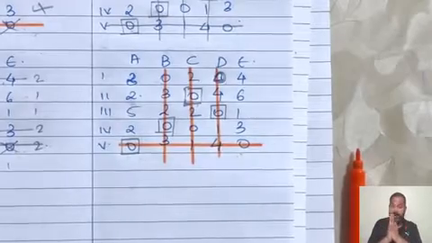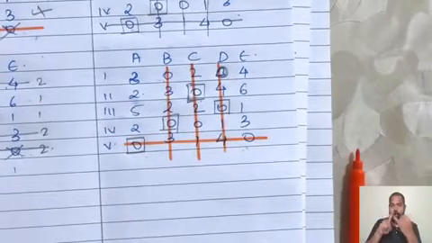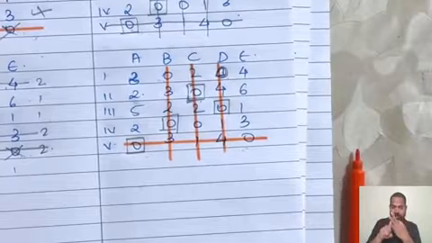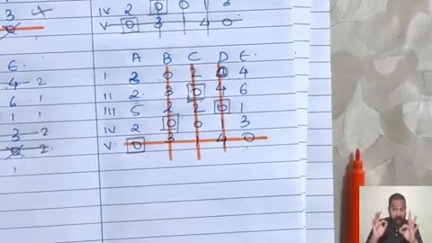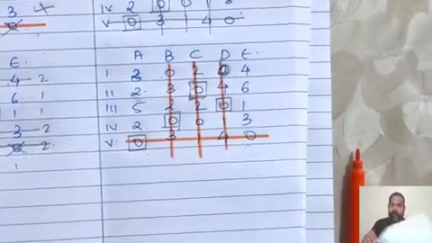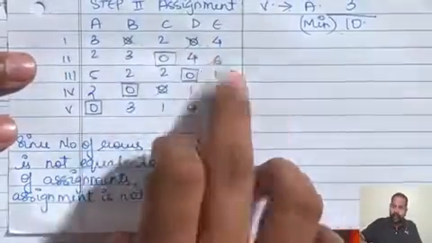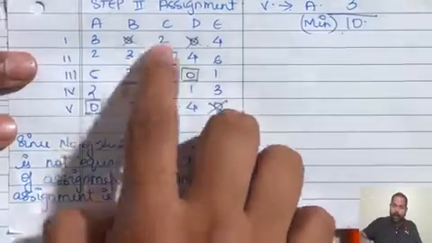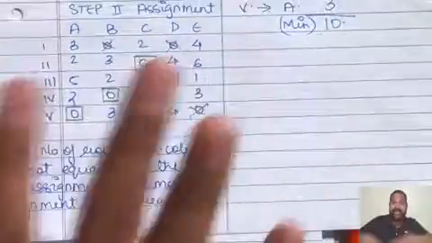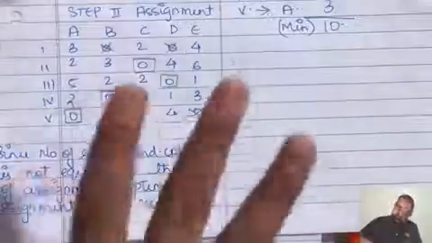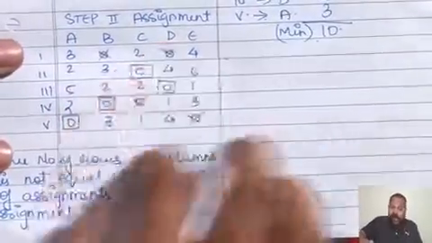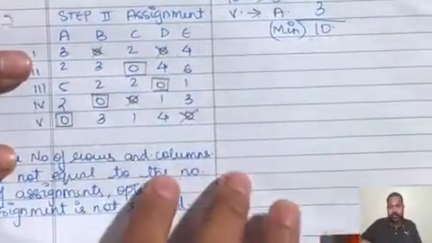So what will you do henceforth? Step 1 row reduction, step 2 column reduction, step 3 assignment. And how will you do the assignment? Assignment we will do normally, which is row inspection. If there is a single 0, mark it, cancel everything else. And if you get 5 assignments, fantastic. Stick to this. Here, don't cancel the columns.